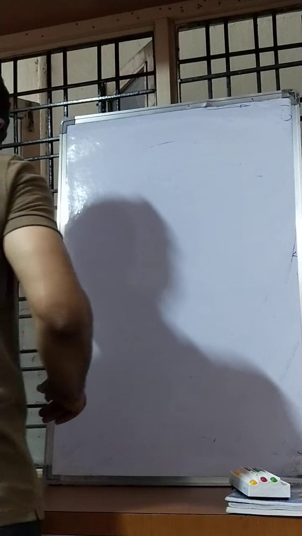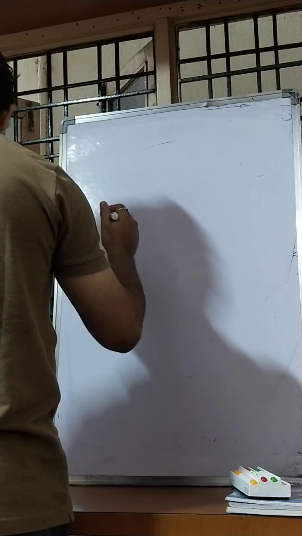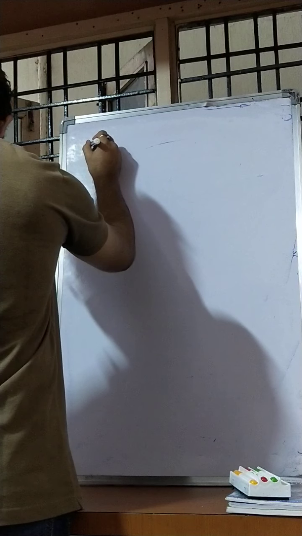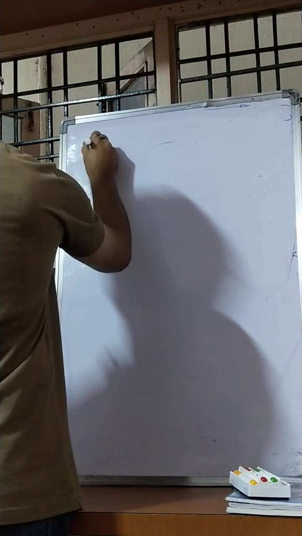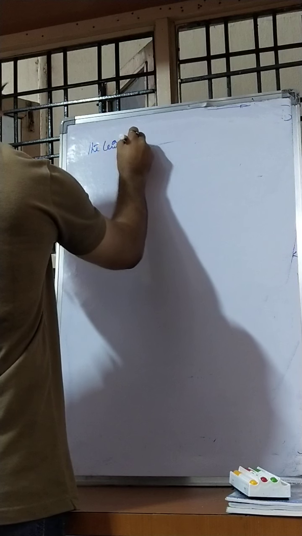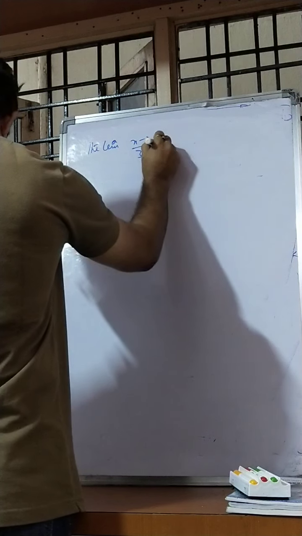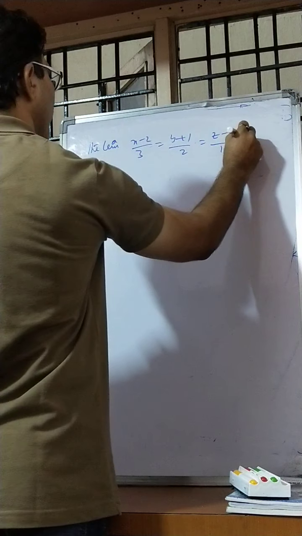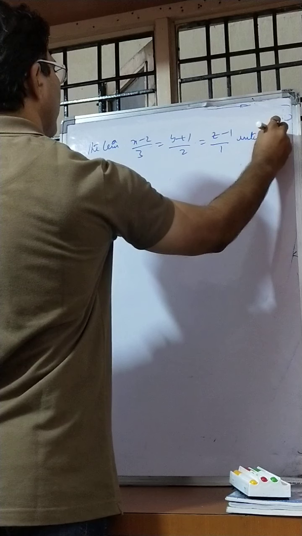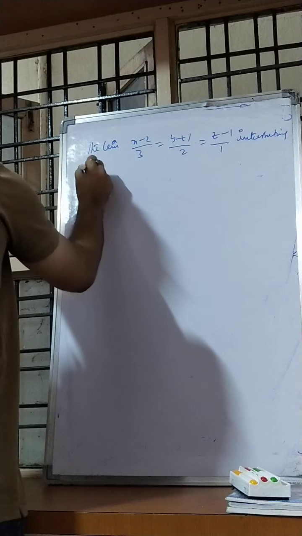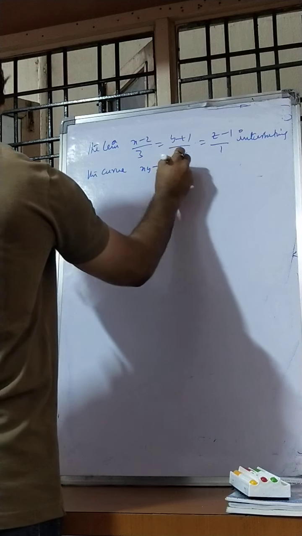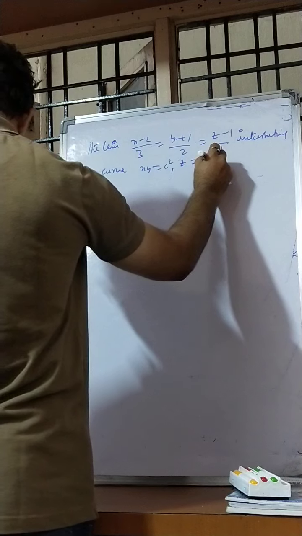Okay, now you see there is a chance to ask the question in this way also. What is that? He has given the question like this. There is a chance to ask the question like this. The line (x minus 2)/3, (y plus 1)/2, (z minus 1)/1 intersecting the curve xy is equal to c square, z is equal to 0. If c is equal to dash.